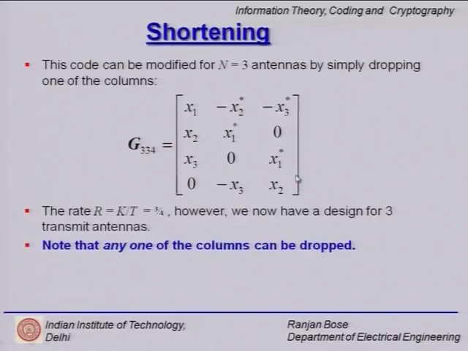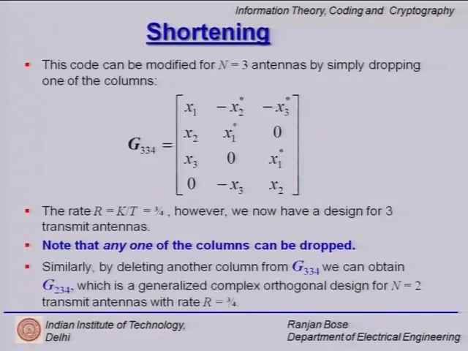Now, we dropped the 4th column, but we could have as well dropped the 2nd or the 1st, any one of them, because no antenna is holier than the other antenna. So, we could have obtained, by deleting other columns, another parallel G334 design, and then if we are not satisfied and we want to go to a 2 antenna system, I would again drop any one of the columns further to get a G234 design. That will be a design for n equal to 2.